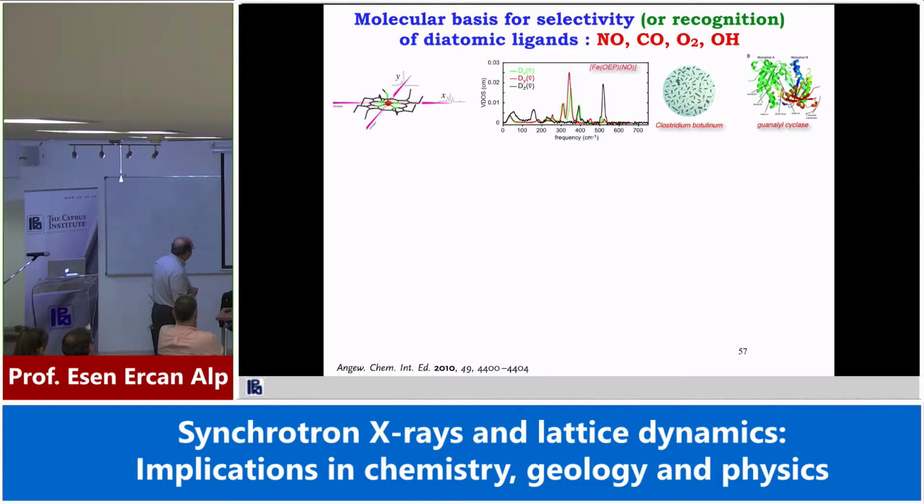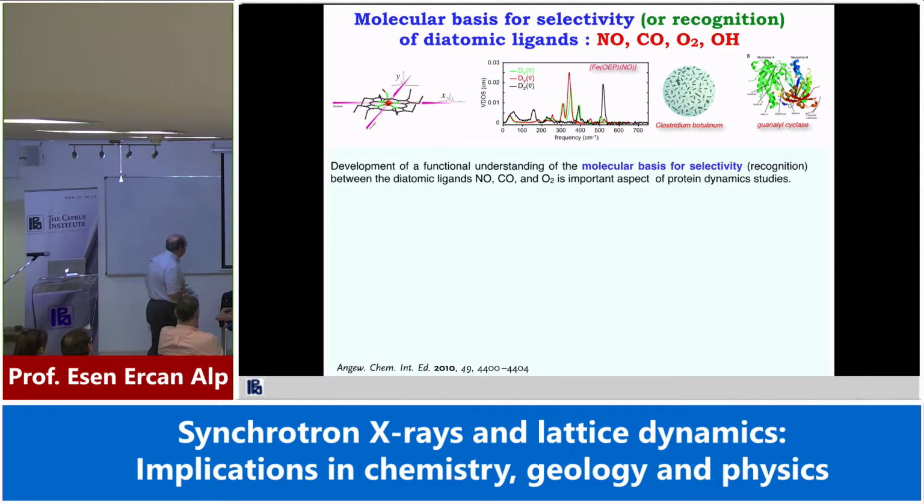Well, as I said, we can actually measure this. We can create enzymes that mimic those properties, and then we can study them. So development of a functional understanding of the molecular basis for selectivity is very important for understanding life sciences.